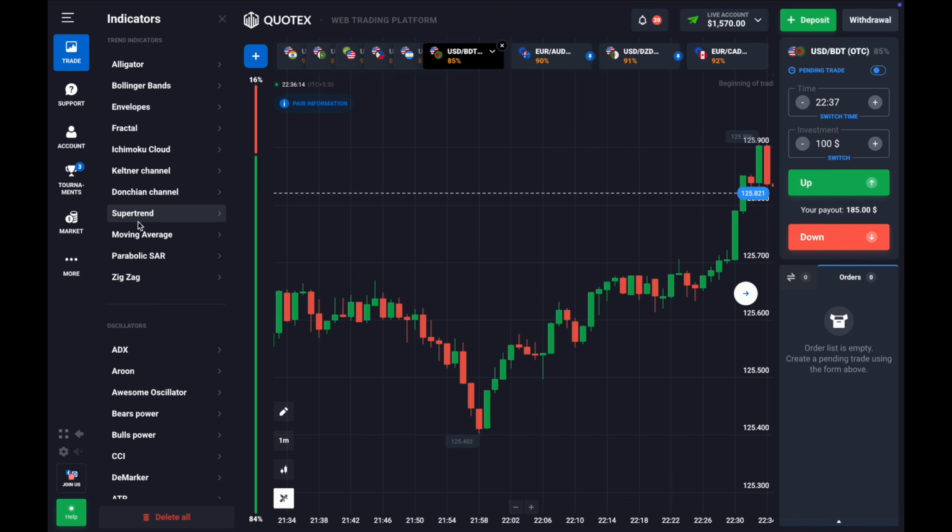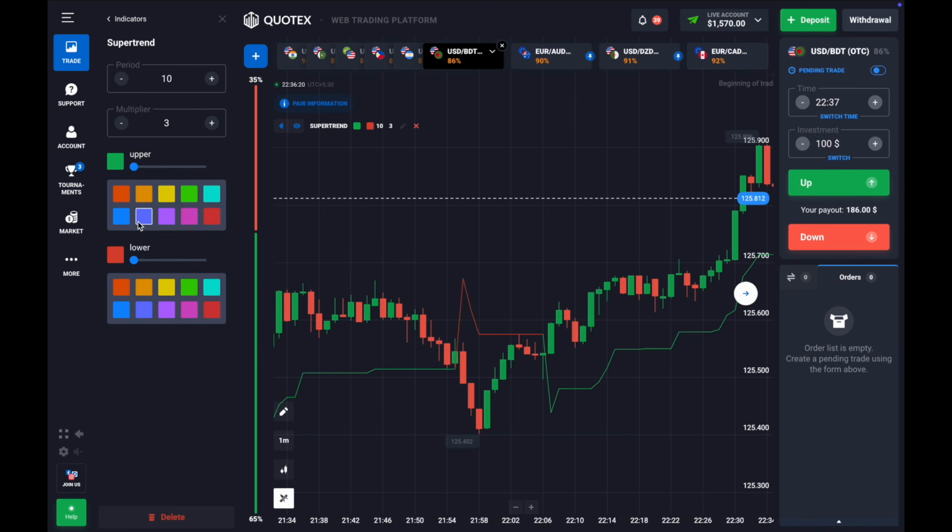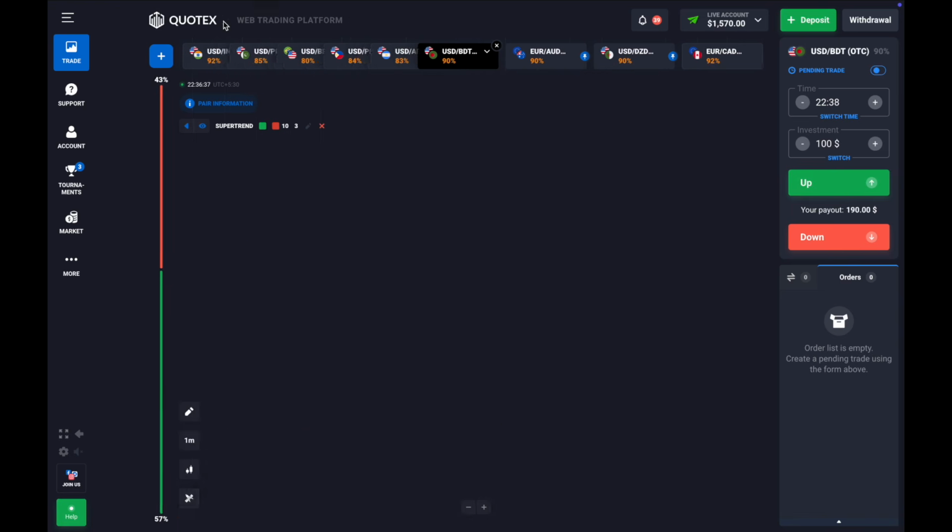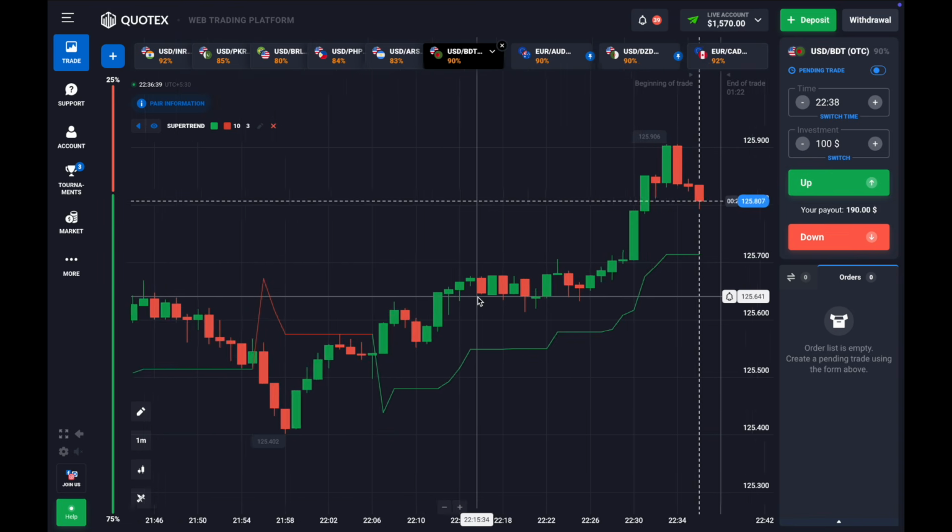Here in the indicator section you can select this particular indicator, Supertrend. The value of the indicator would be the same, no changes at all. This is the default setting and this is good enough for 1 minute trade timing, so the value will be the same. After the indicator is applied, here you will see two lines, red and green.